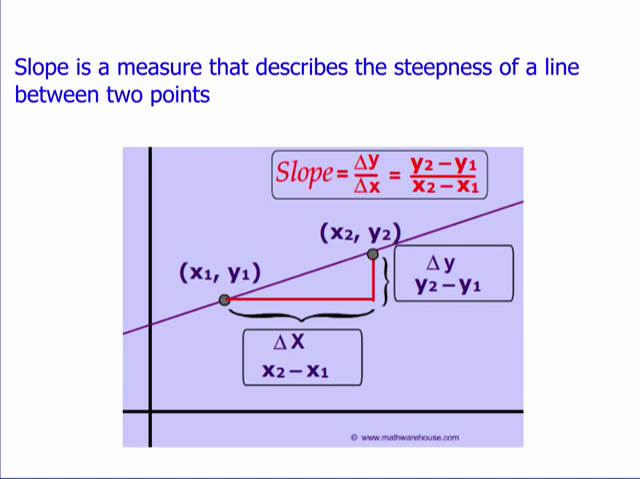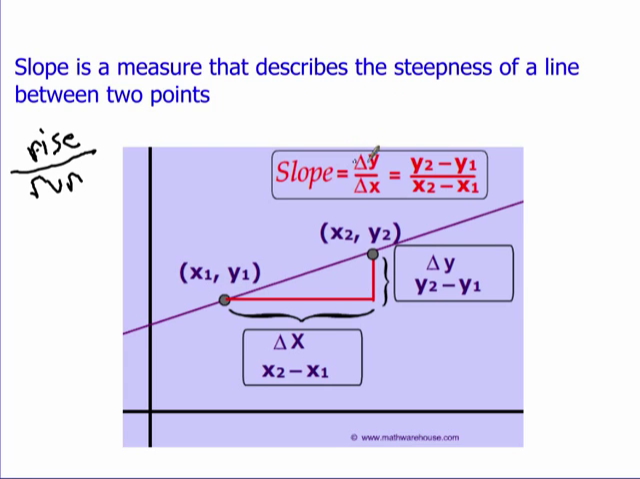All slope is, is a numerical measure that describes the steepness of a line between 2 points. It's defined as the vertical change divided by the horizontal change. Many times you'll see it written as rise over run. A lot of times you'll see it as rise over run. It's just the change in y over the change in x.